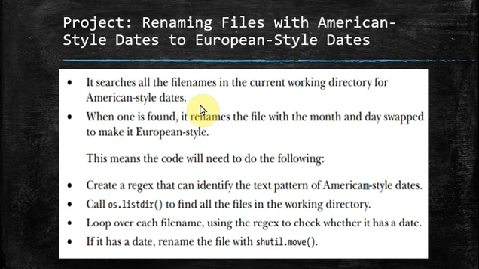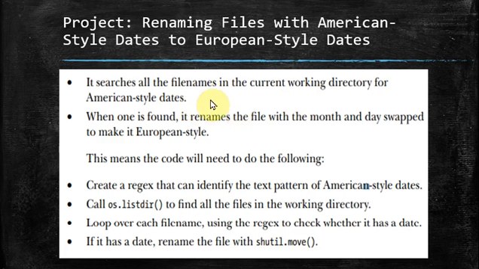Okay, so along with that date you might be having abc.txt. So you have the date part in the file name also. What you should do is convert only that date part into European style. If it is found, it is good.